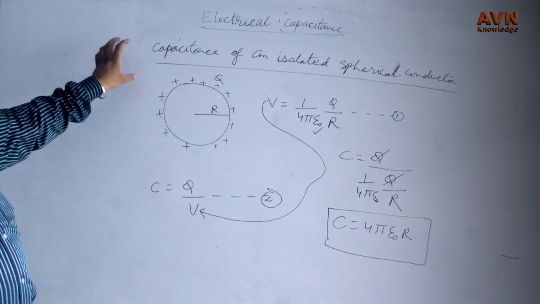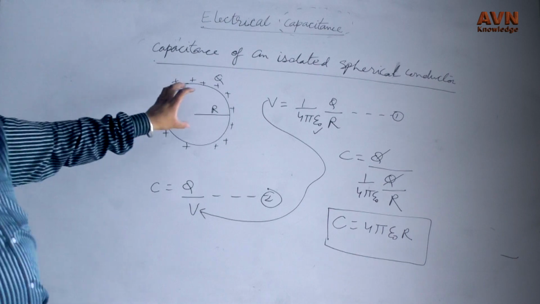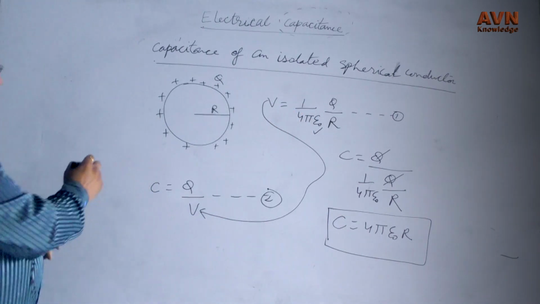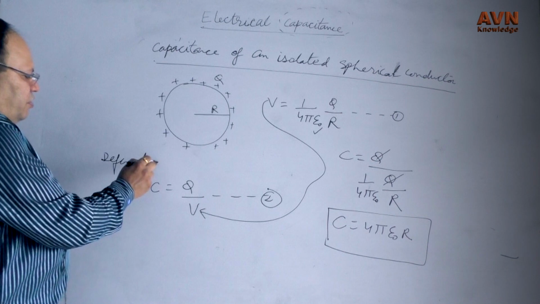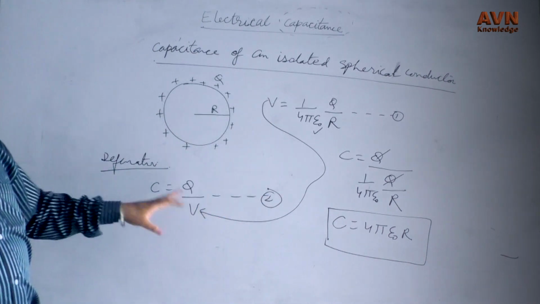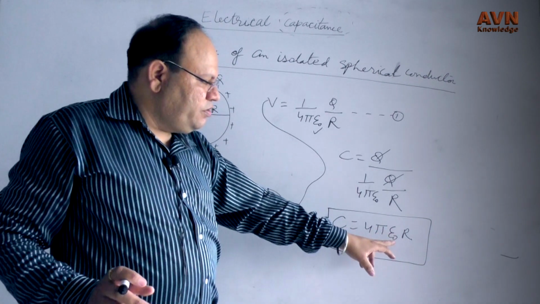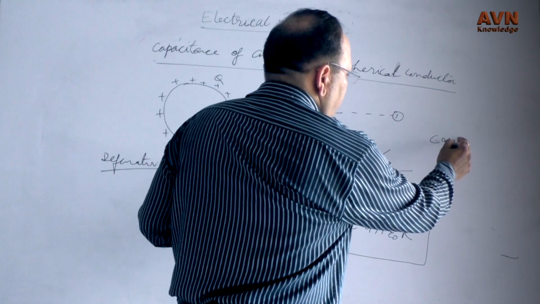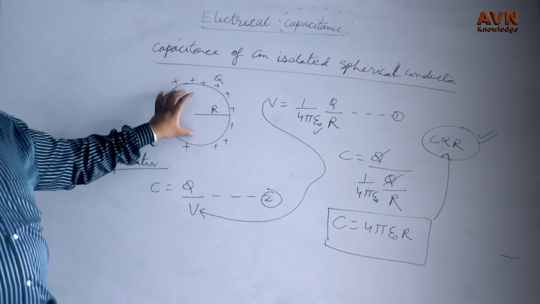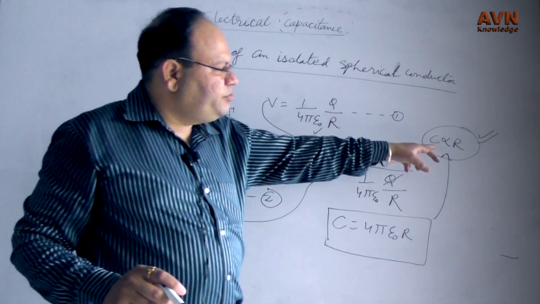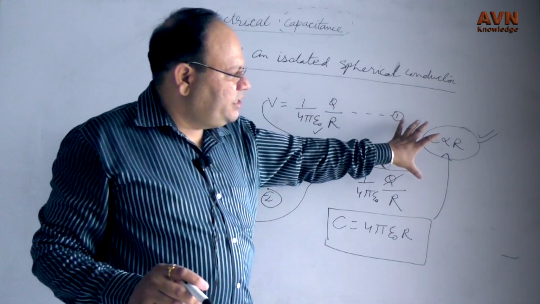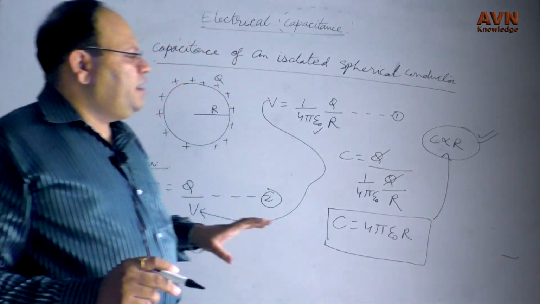So for the capacitance of an isolated sphere, we have already discussed the electric potential, 1 upon 4 pi epsilon naught Q upon R. By the definition of capacitance, C is Q by V. Put the value of electric potential in this equation and we get C equal to 4 pi epsilon naught R. Means C is proportional to R. C is proportional to R means when you increase the radius, the capacitance increases. This is the first objective unsolved problem of the RBSE book. When you increase the radius, the capacitance of the spherical conductor increases.